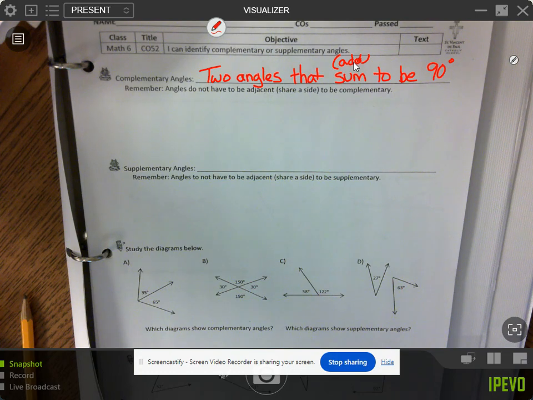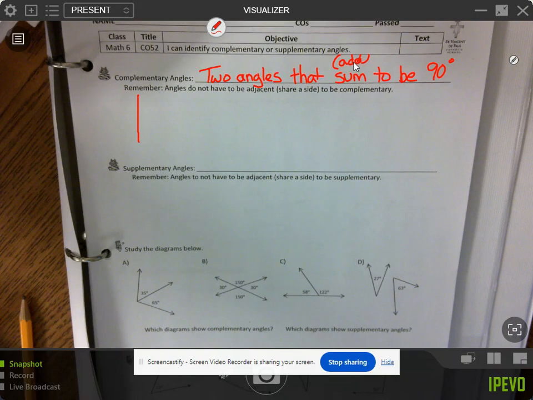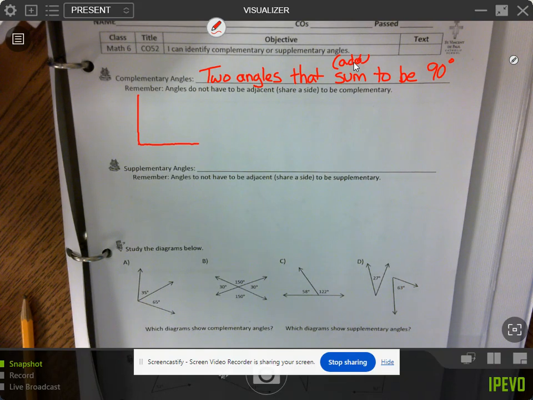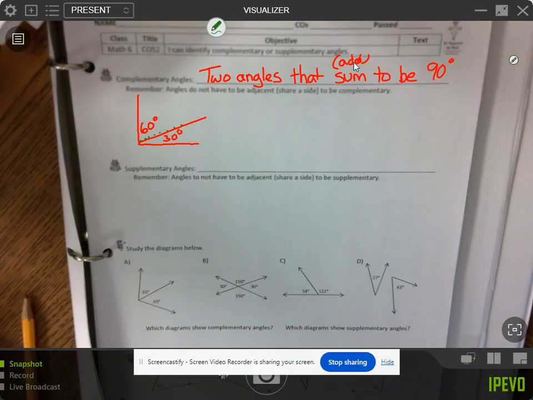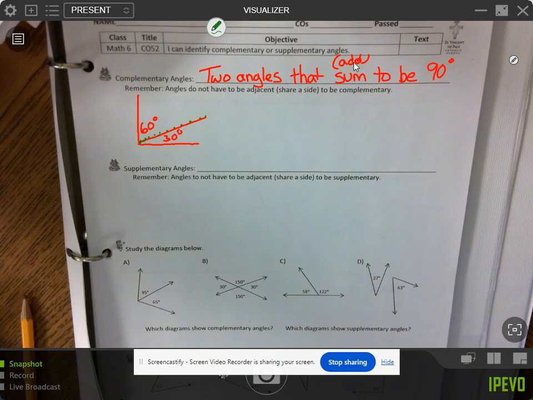They can be. So we might have a right angle like this, and let's say we've got a 30-degree angle and a 60-degree angle. If we add 30 and 60 together, it's 90 degrees. That would be complementary. To be adjacent means they are sharing a side. So we have our 60-degree angle here, we have our 30-degree angle here, and they share that middle line, that middle side. That means they are adjacent. They do not have to be adjacent to be complementary.